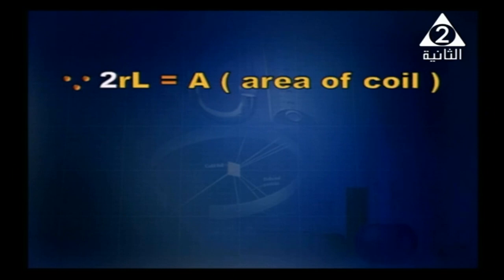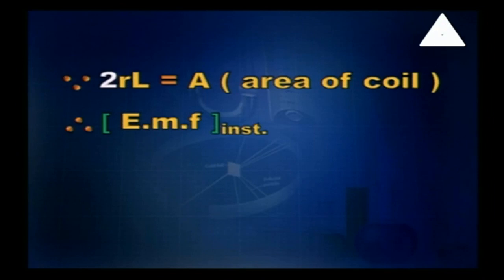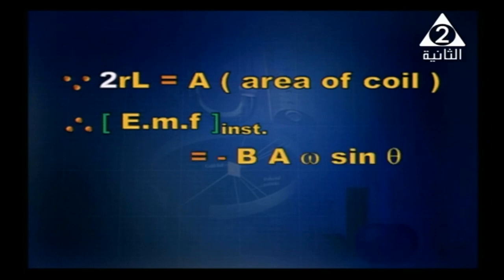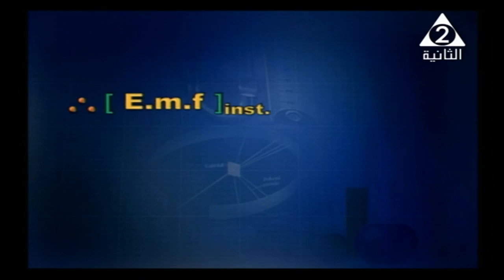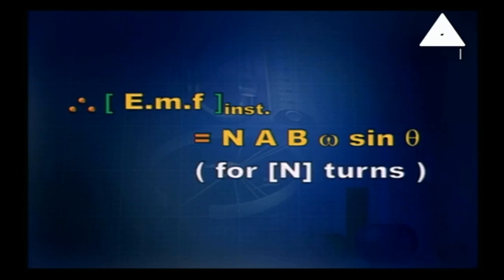But the product of 2RL is the face area of the coil. It is the area of the coil. So we can say the instantaneous EMF induced at any instant in the coil of the dynamo equals minus BA omega sine theta. Yes, this is very true, but for just one turn. And it should be equal to NAB omega sine theta for N number of turns.